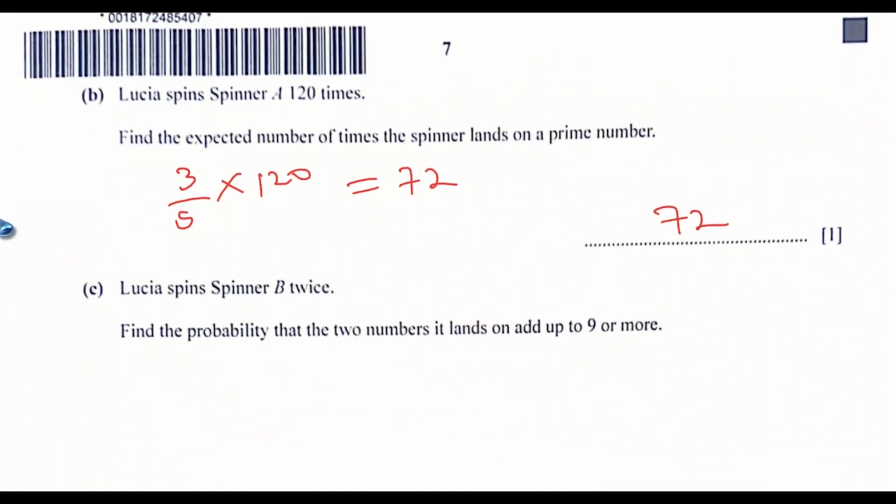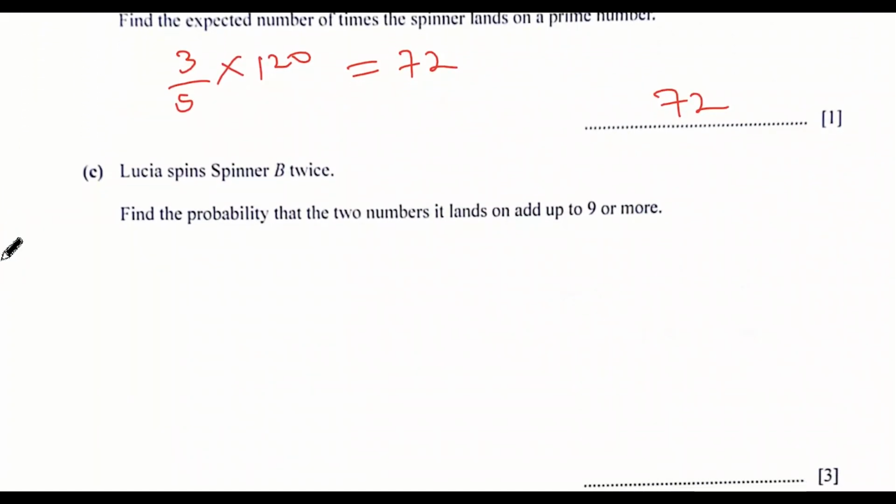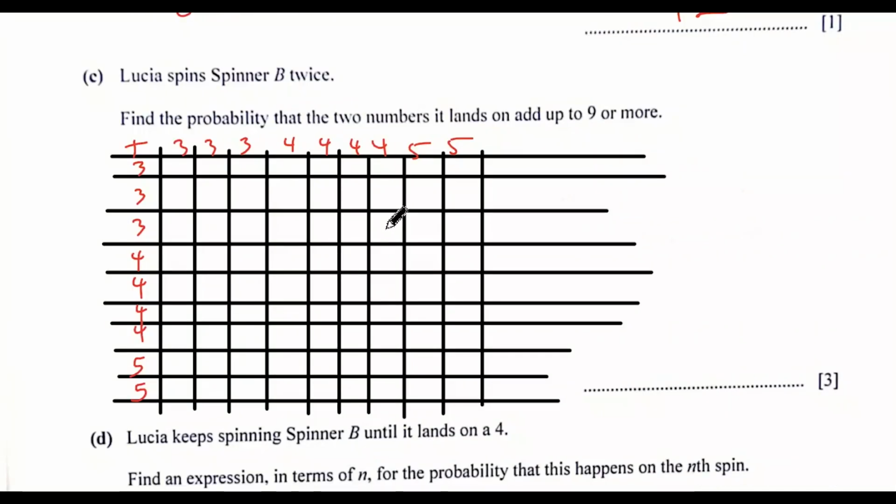So let's go to part C. Lucia spins spinner B twice. Find the probability that the two numbers it lands on add up to 9 or more. So in this case, you have to construct a table. So it will be in the form of this. So we are going to have something like this.